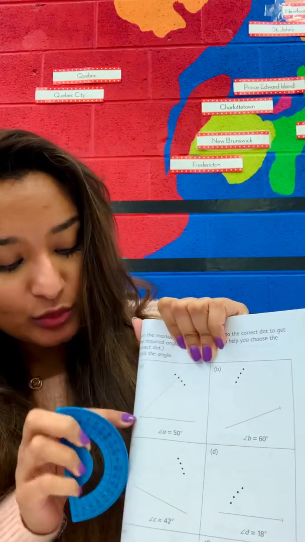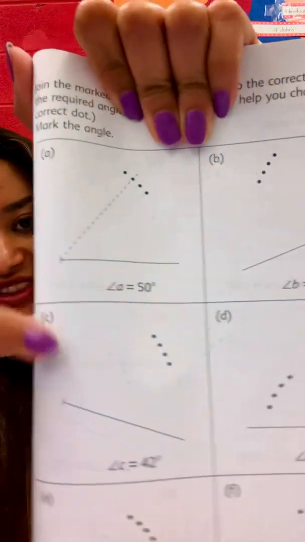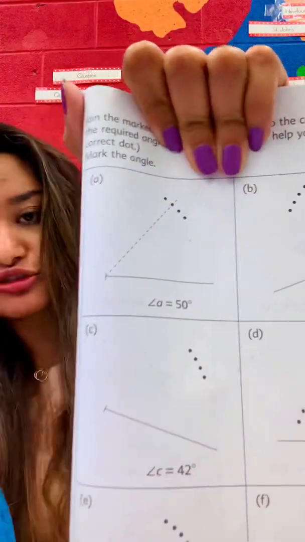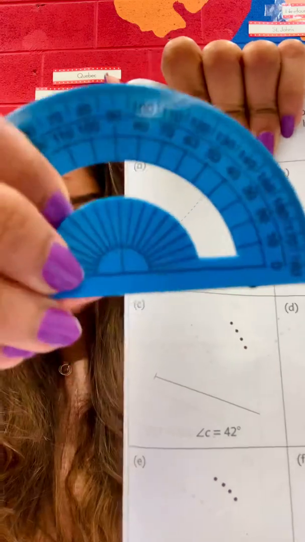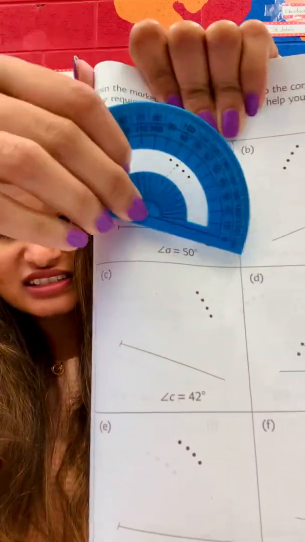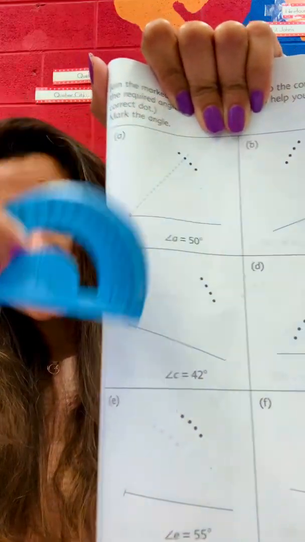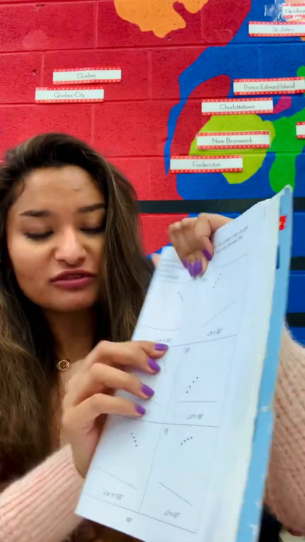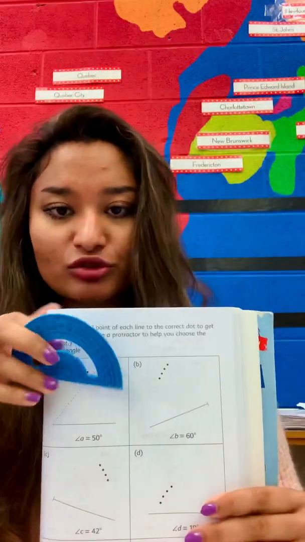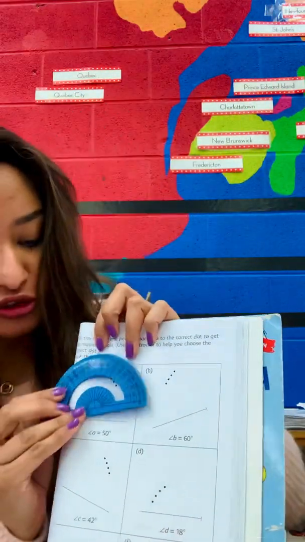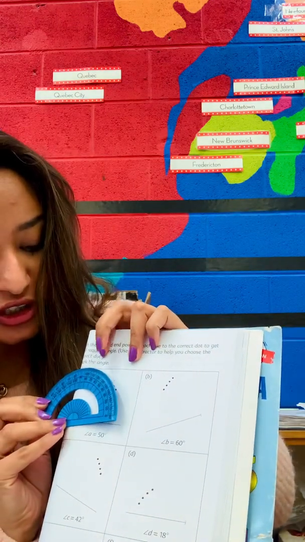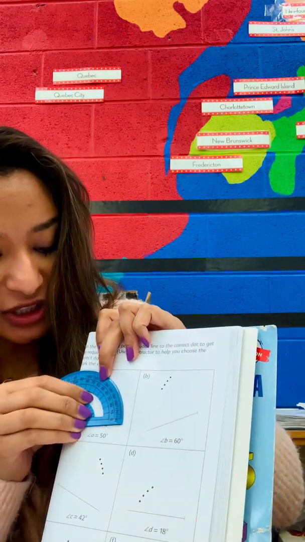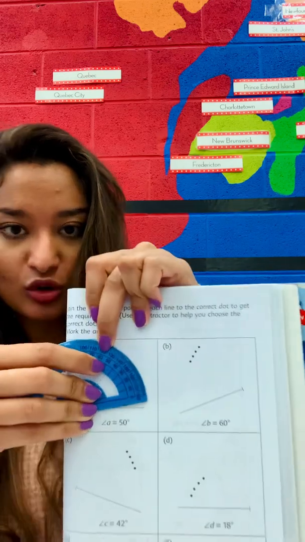So over here, they have given you 50 degrees, right? They said, do you see this line over here? That's where you're supposed to put your protractor with the middle line. So this line, okay? This comes right over here. And they're saying, where would 50 be on this protractor? So you would place your protractor right over here. And my 50 is right over here.